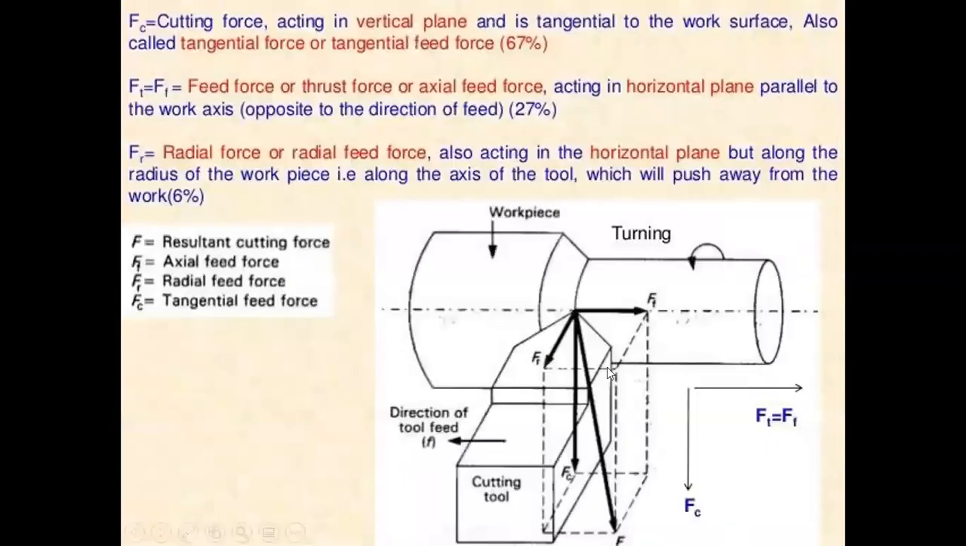We can also see from this figure that FC acts vertically. Then thrust force acts along the x-axis, and FR acts along the radius, also acting in the horizontal plane, but along the radius of the workpiece, along the axis of the tool. This radial force or radial feed force pushes the tool away from the workpiece. So these were the few forces. We will discuss in detail about all of them.